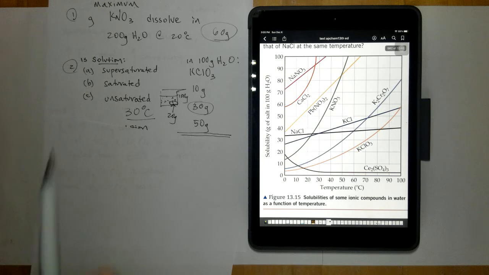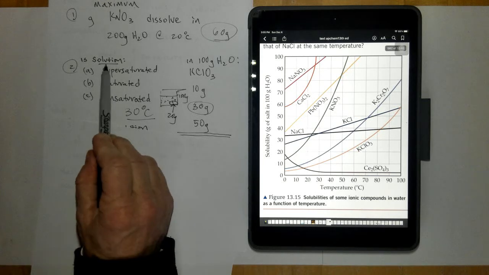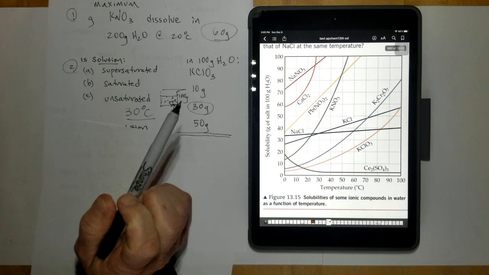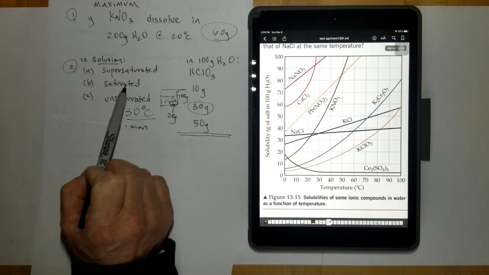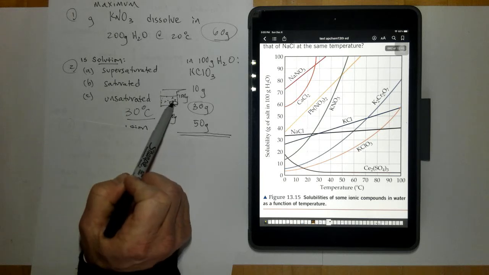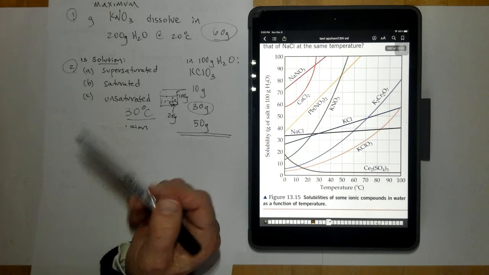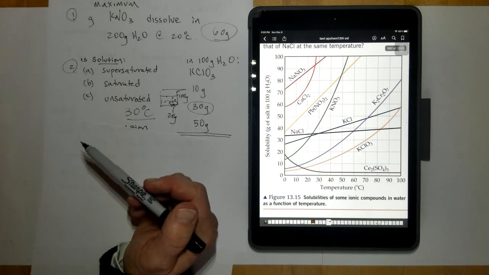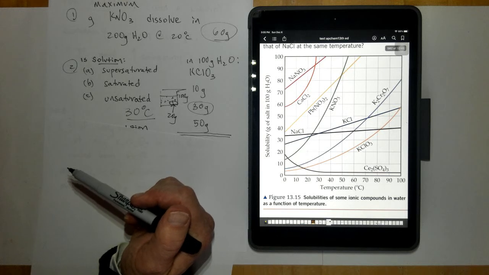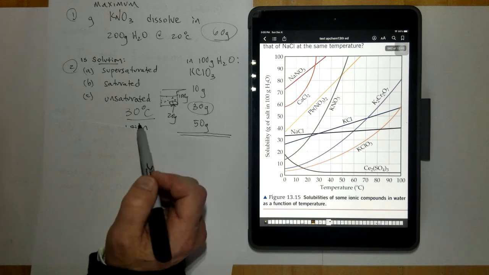So if they're asking the question, what kind of solution is it? You know, the liquid part right here, you'd say the solution is saturated. Now we have extra solute sitting at the bottom, but it is not supersaturated because it didn't say they did something special like heat it way up and then cool it down and more dissolved than it's supposed to. They didn't say that. They just asked what kind of solution it is.